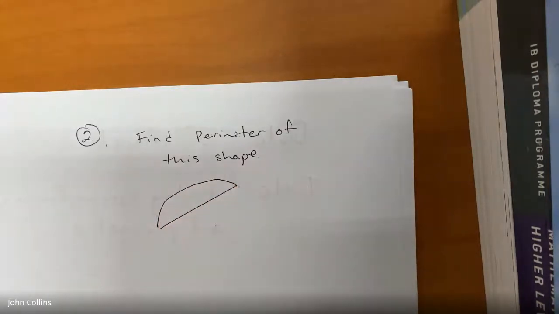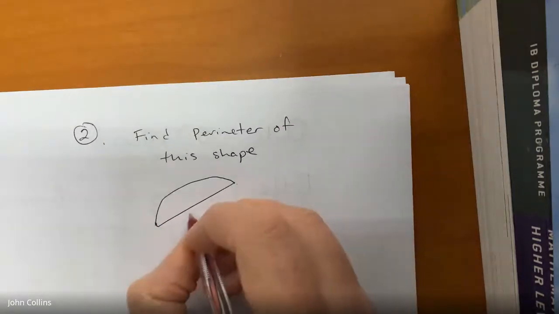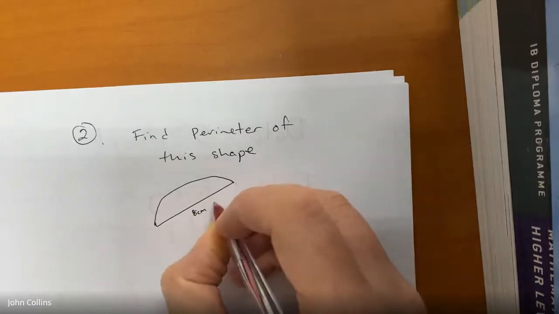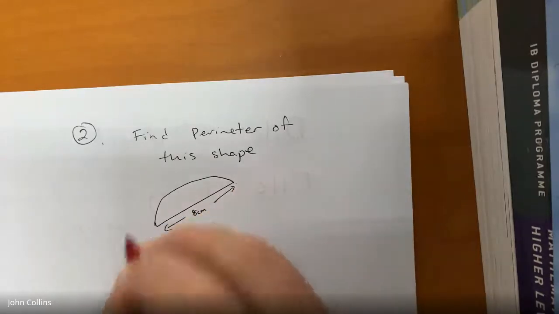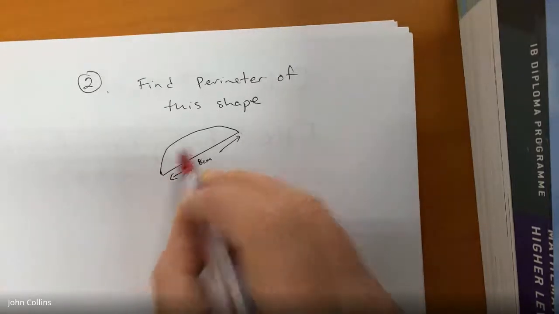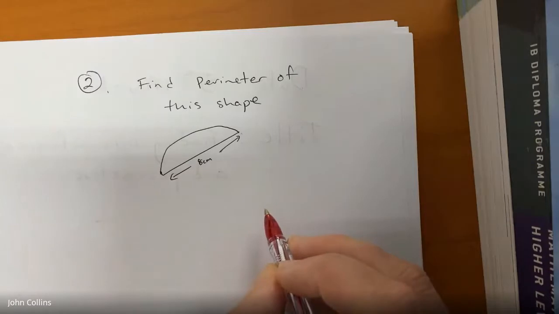Okay, so this is a semicircle, and it is 8 centimeters across here. So it's a semicircle of 8 centimeters across. Now, I only know the formula for a full circle. So how am I going to get the circumference of a semicircle?